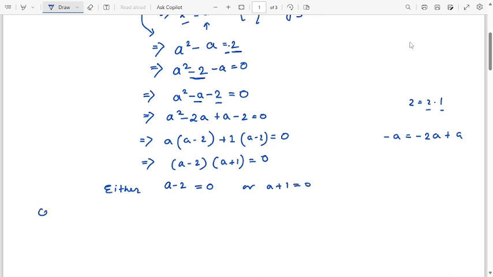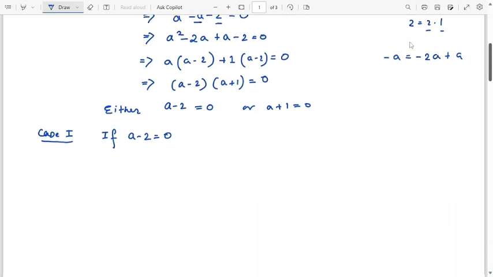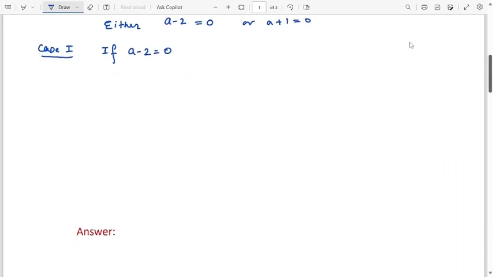So let's see case 1. We identify this as case 1. Case 1, if a minus 2 equal to 0, then what we have? Let's scroll the page. So we know what is a. a is nothing but x cube, so x cube minus 2 equal to 0. We know that a equal to x cube. In our initial stage, we replaced a by x cube.